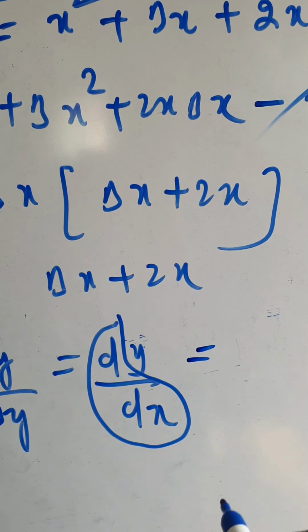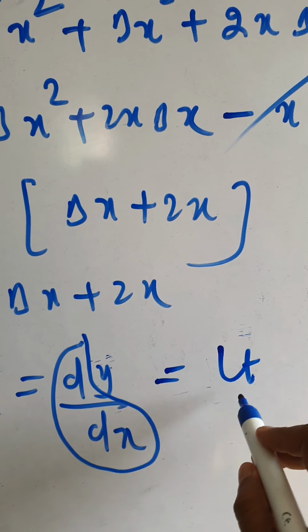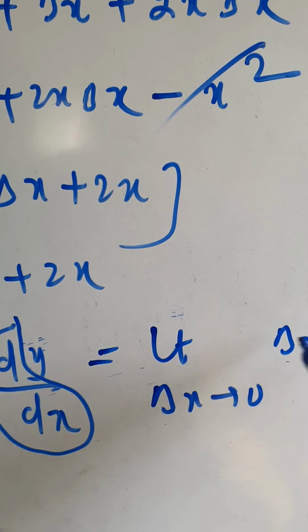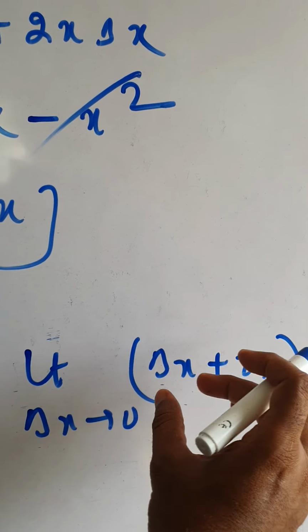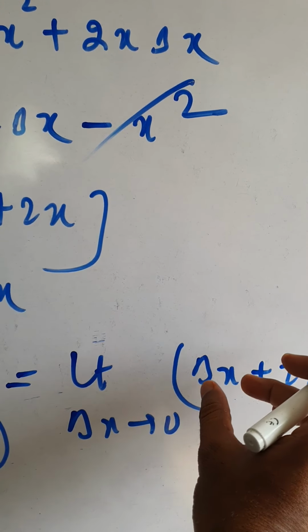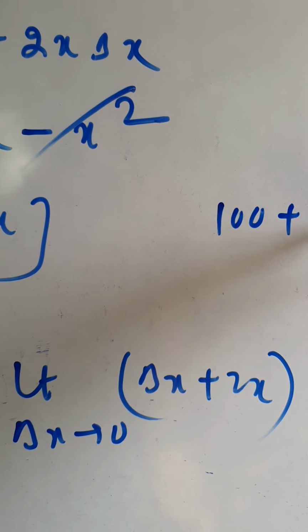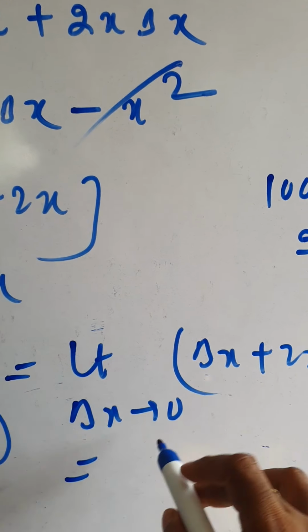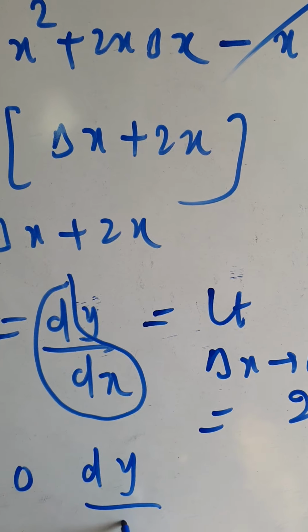This is equal to the limit, on this side also, limit delta x tends to 0 of delta x plus 2x. As delta x is nearly equal to 0, when some almost 0 value is added to a number, the result is still that number. 100 plus 0.01 is almost 100. Similarly, as delta x tends to 0, it is almost 2x. So dy by dx you will get 2x.